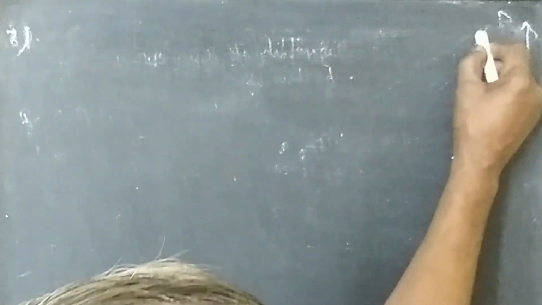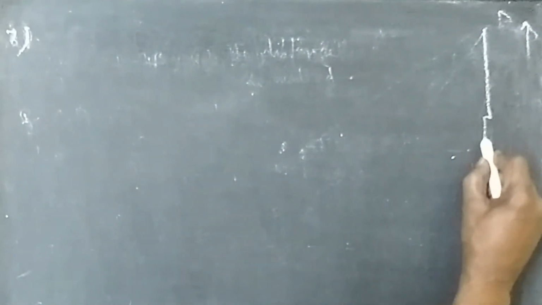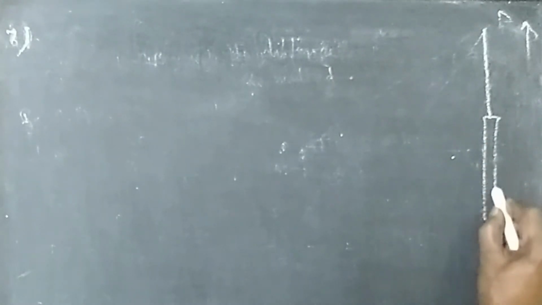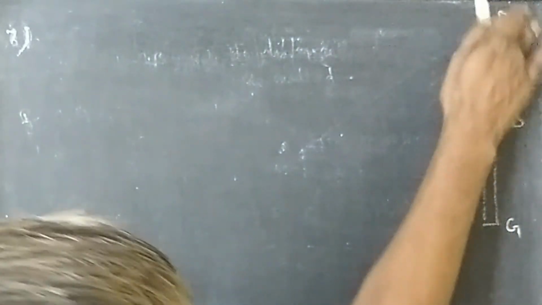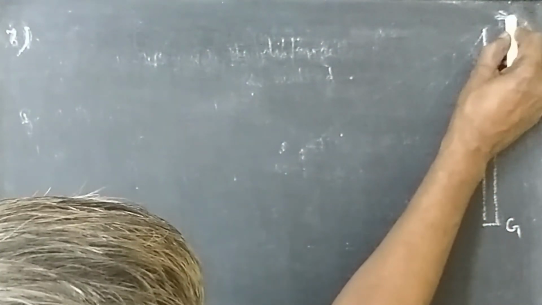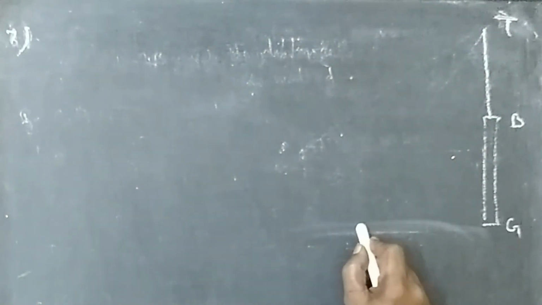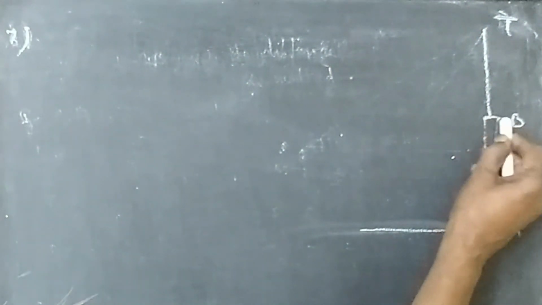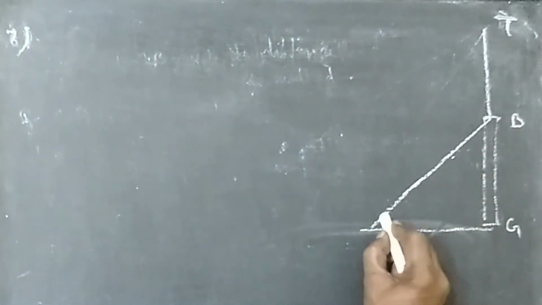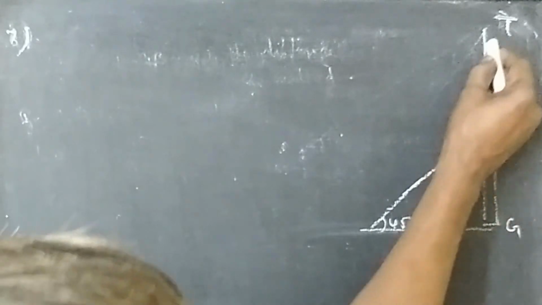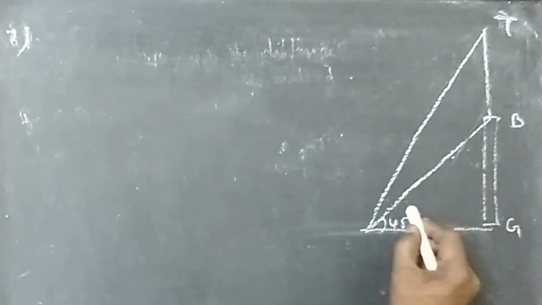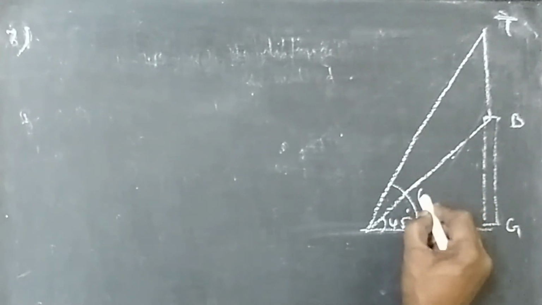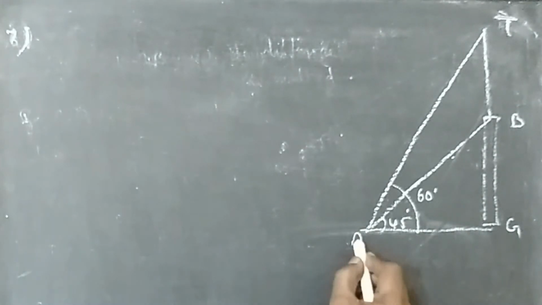The seventh one, draw the figure. This is the building, this is the transmission tower T, this is angle 45, and this angle is 45, this angle is equal to 60 degree. Point A.